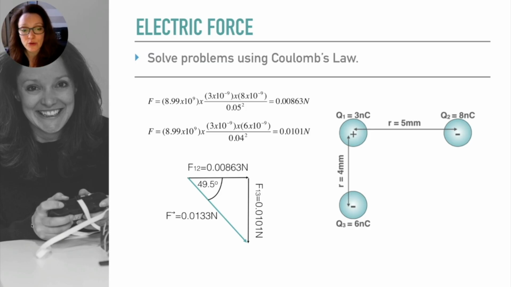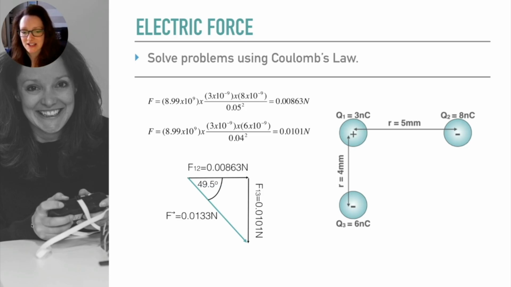Now we have to work out the force on Q1 relative to Q3. And that's a separate calculation, it's below. So we do the same thing, we plug in the numbers and we come out with a number. The force is 0.0101 newtons. We have two forces and we have to work out what the resultant force is.